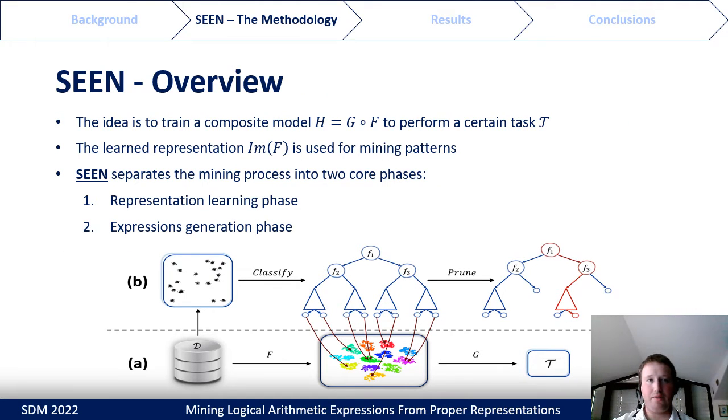Moving on to describing my method, let me first give an overview of it. As depicted in the figure, it separates the mining process into two core phases. The first phase intends to learn a representation of the data with the guidance of learning to solve a task. Later, equipped with a learned representation, we move to the second phase to generate patterns on top of it.